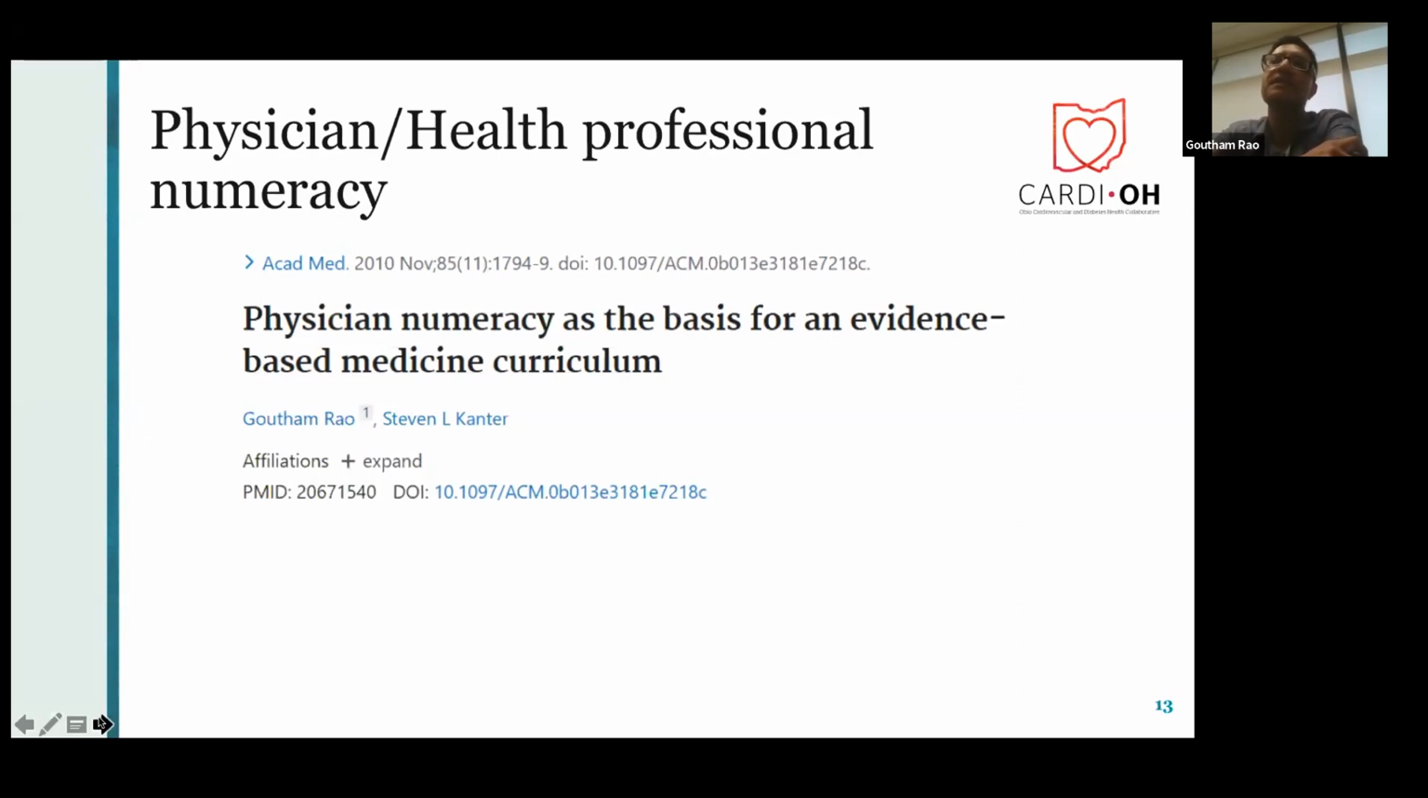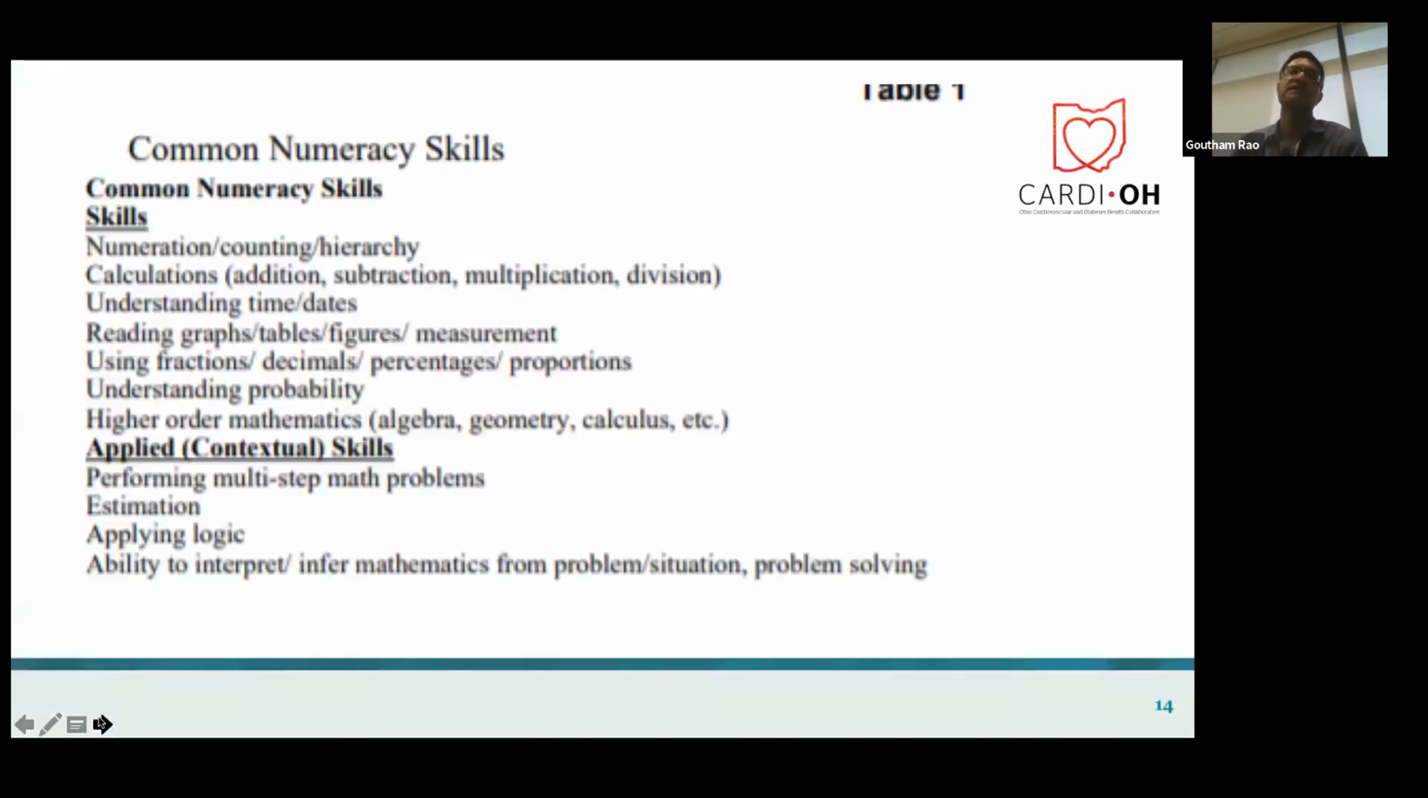So it's not just patients, it's also us. We are so out of touch with our facility to use numbers that we need to re-engage with it at some point. So let's talk about our patients. Numeracy is a broad term.